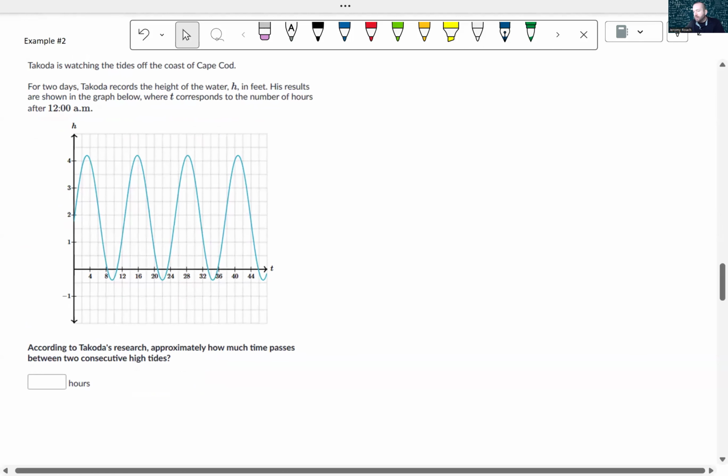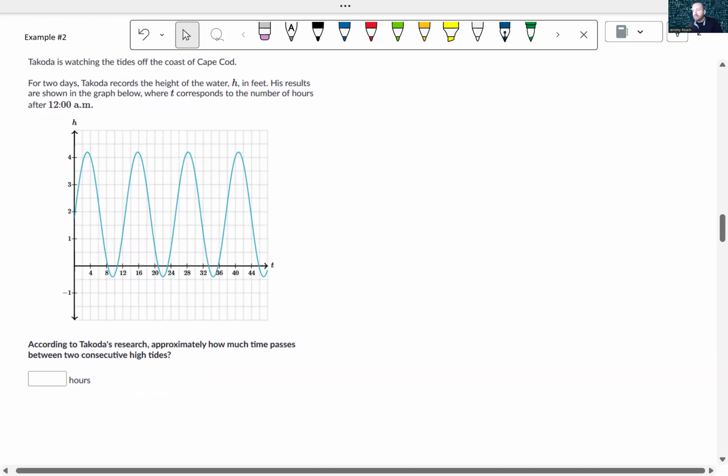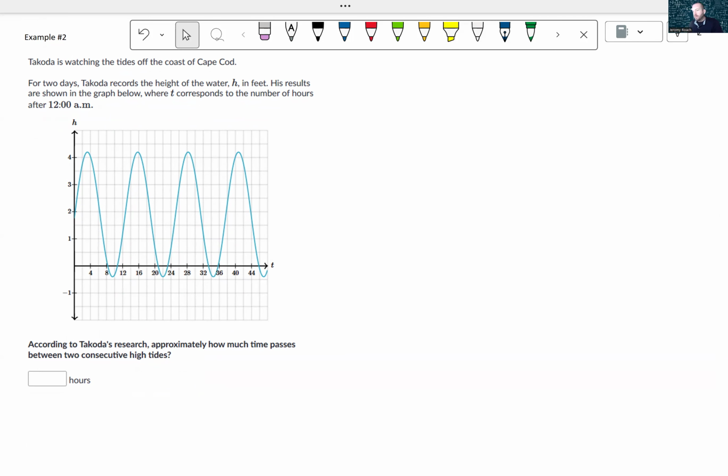It says, Dakota is watching the tides off the coast of Cape Cod. For 2 days, Dakota records the height of the water h in feet. His results are shown in the graph below, where t corresponds to the number of hours after 12 a.m. According to his research, how much time passes between two consecutive high tides? So the high tides would be at the maximum or the peak of our function.